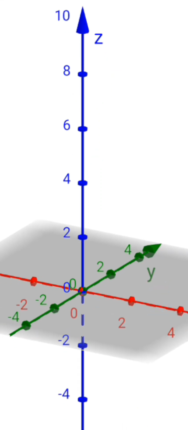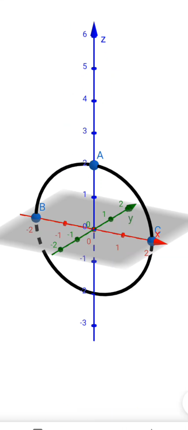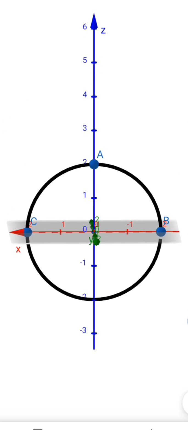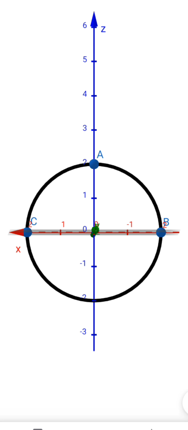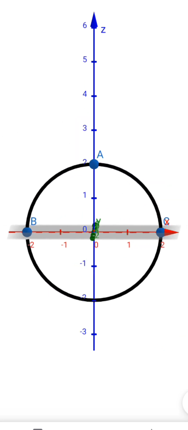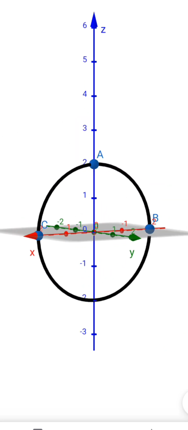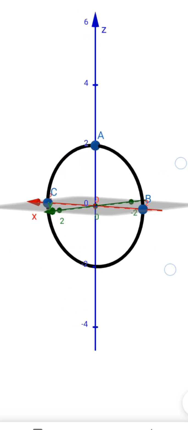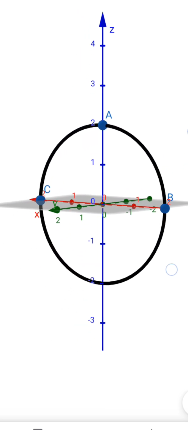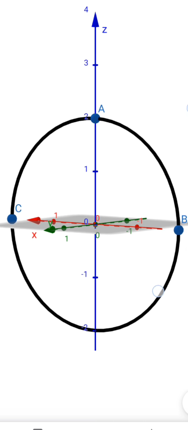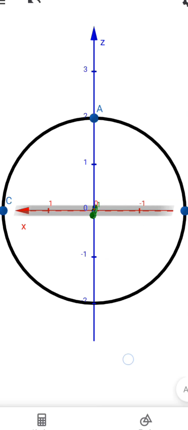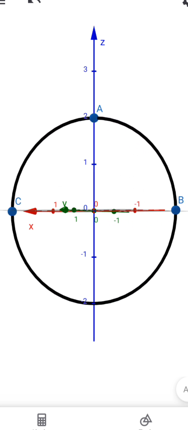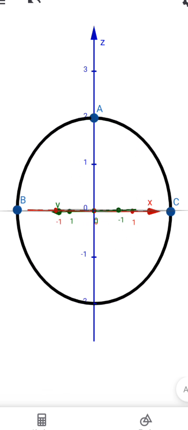Today in 2D geometry we are going to discuss circle. As we all know, a circle is a basic two-dimensional shape which is measured in terms of its radius. The circle divides the plane into two regions, such as interior and exterior region. Being a two-dimensional figure, it does not have volume, but it has area and perimeter.